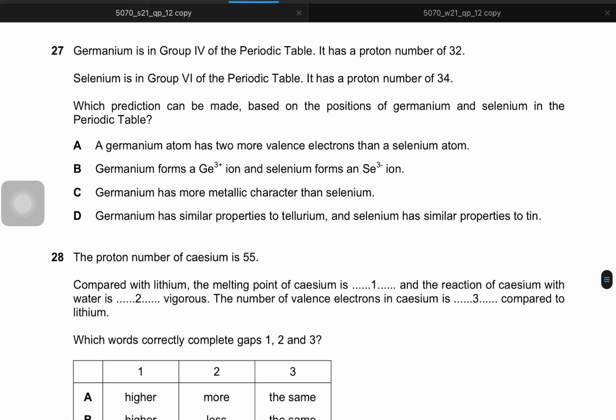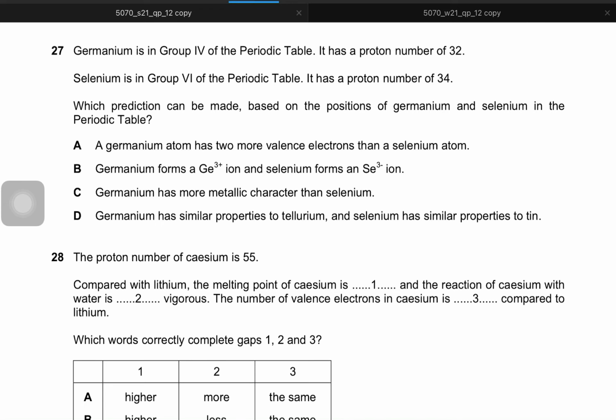Germanium is in group 4 of the periodic table. It has a proton number of 32. Selenium is in group 6. It has a proton number of 34. Which prediction can be made based on the positions of germanium and selenium in the periodic table?